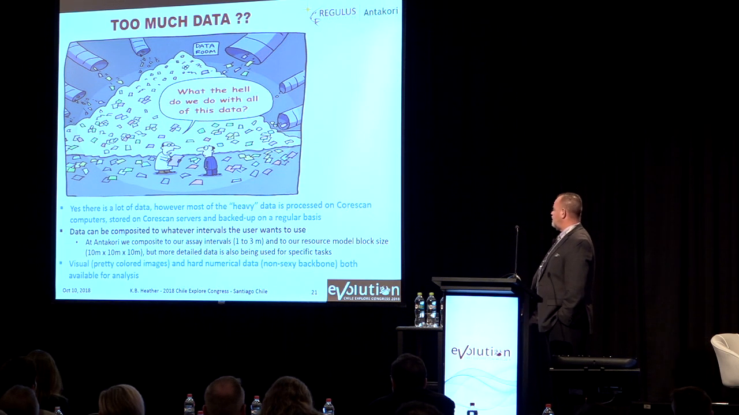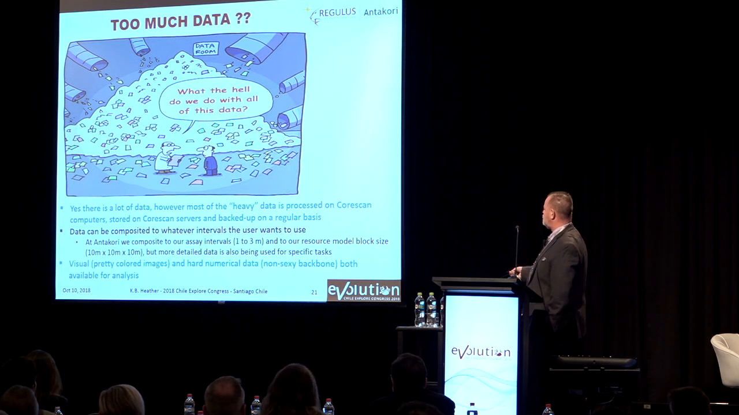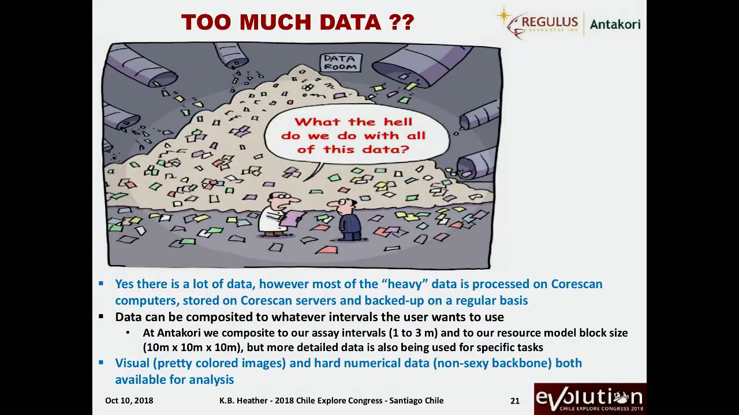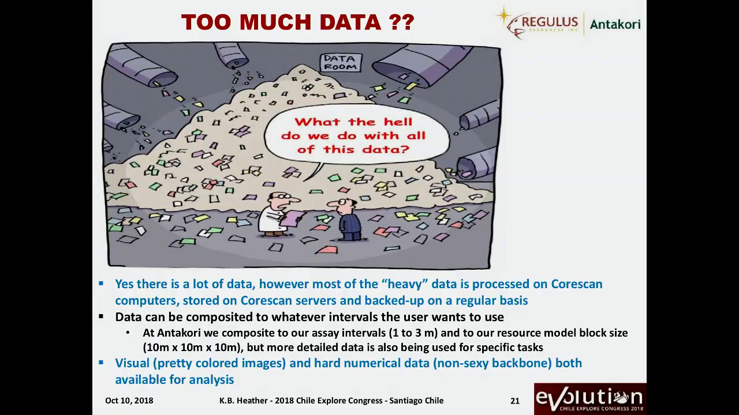And there's various ways you can use the data. Visually, obviously, that's the one that everybody's probably most familiar with, you know, the nice pretty colored images. Those are really great. You can see a lot of spatial relationships, and again, that's the advantage over the ASD. But there's also a lot of hard numerical data. That's what I call the non-sexy backbone behind all this that can also be available for analysis. And that's really where the real power in this actually comes from.